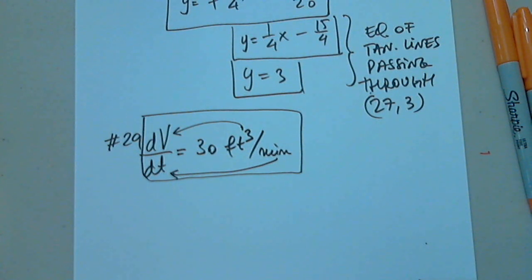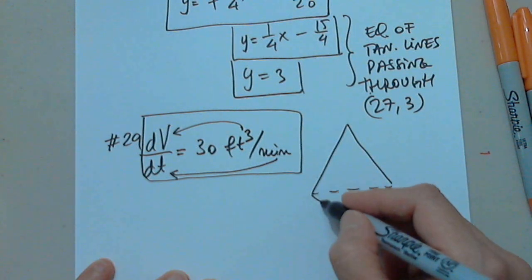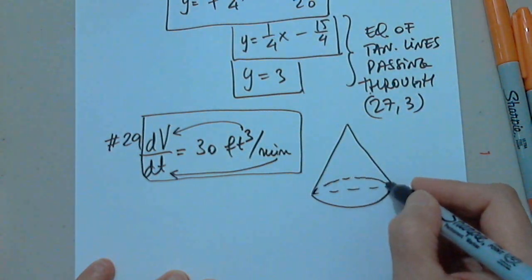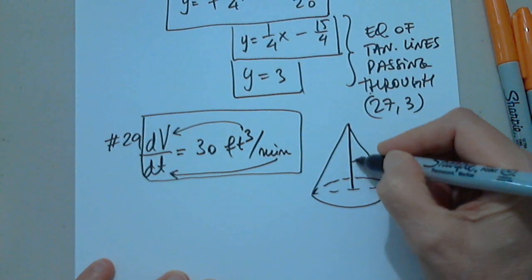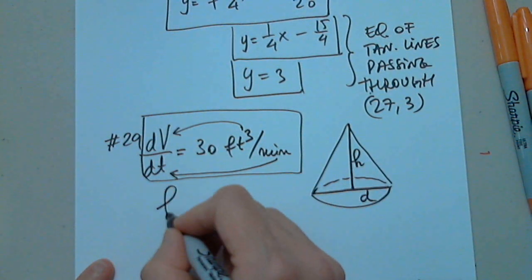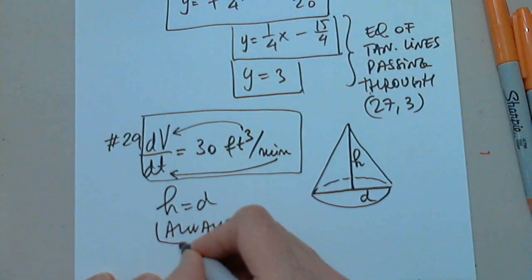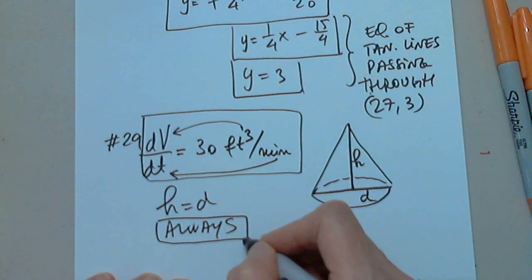And it says the gravel forms a pile in the shape of a cone. Okay, fine. Cone. Whose base diameter and height are always equal. Stop. Draw. Height. Diameter. Always equal. If it says always, then it has to be taken into account from the beginning.